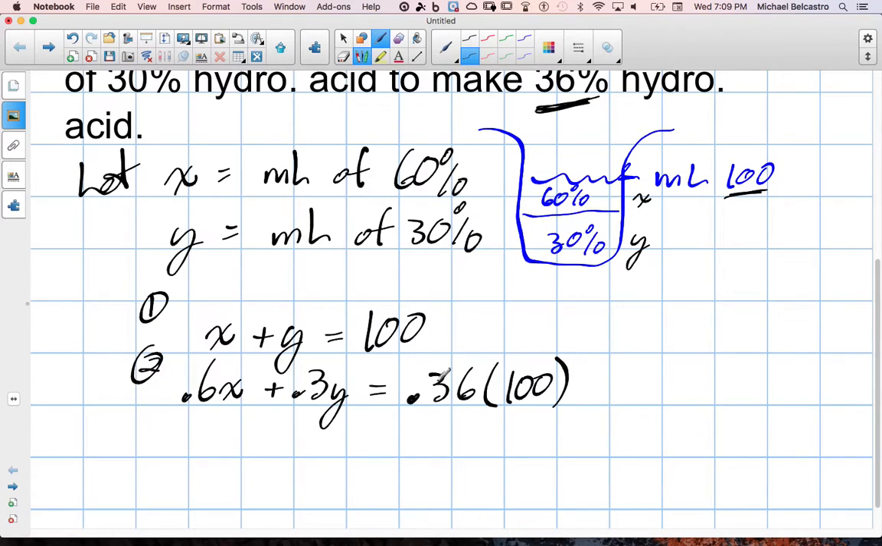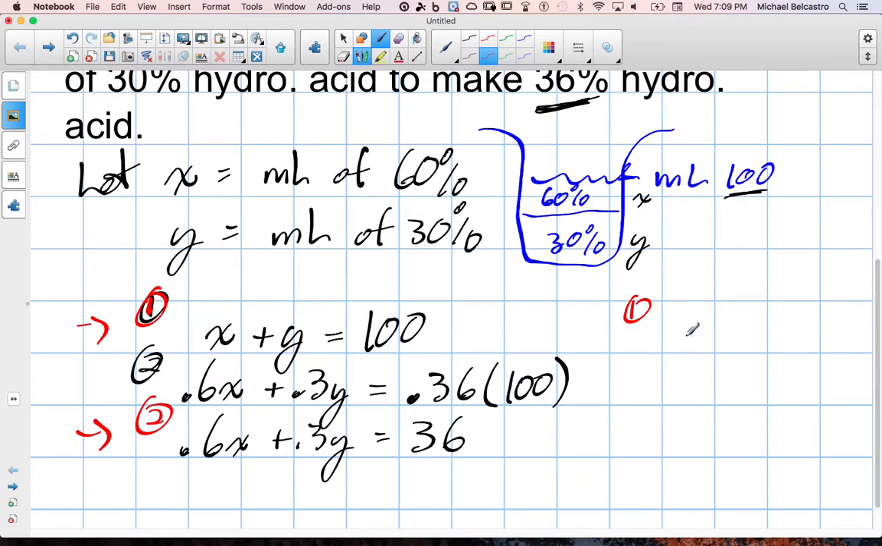So this question can actually go a little further here. Yeah. That's going to actually be equal to 36 in the end. Yeah. So I'm just going to rewrite it that way. 0.6x plus 0.3y is equal to 36. So we'll call this equation 2. So now we have equation 1 and equation 2. So here's where we can start to use our elimination. We're going to write them beside each other. Equation 1 is x plus y equals 100. And equation 2 is 0.6x plus 0.3y equals 36.